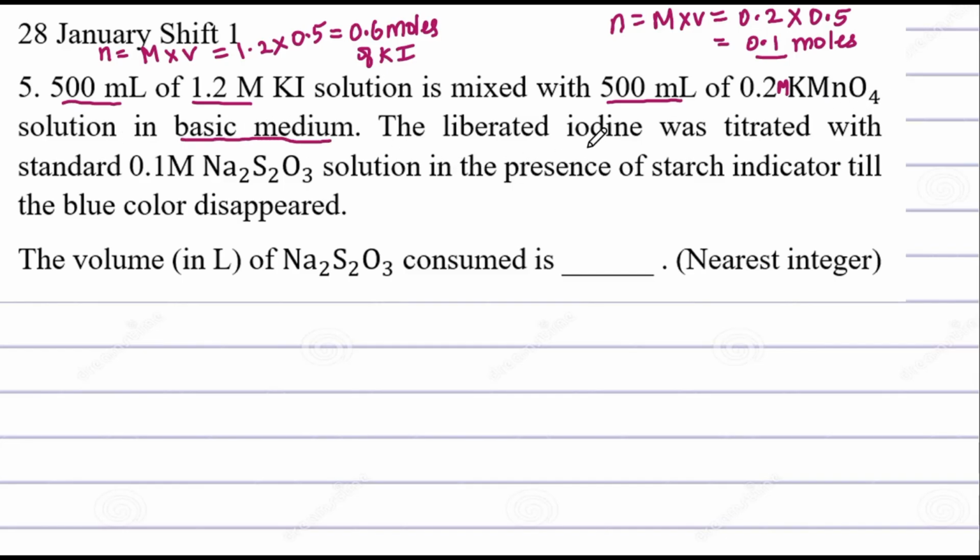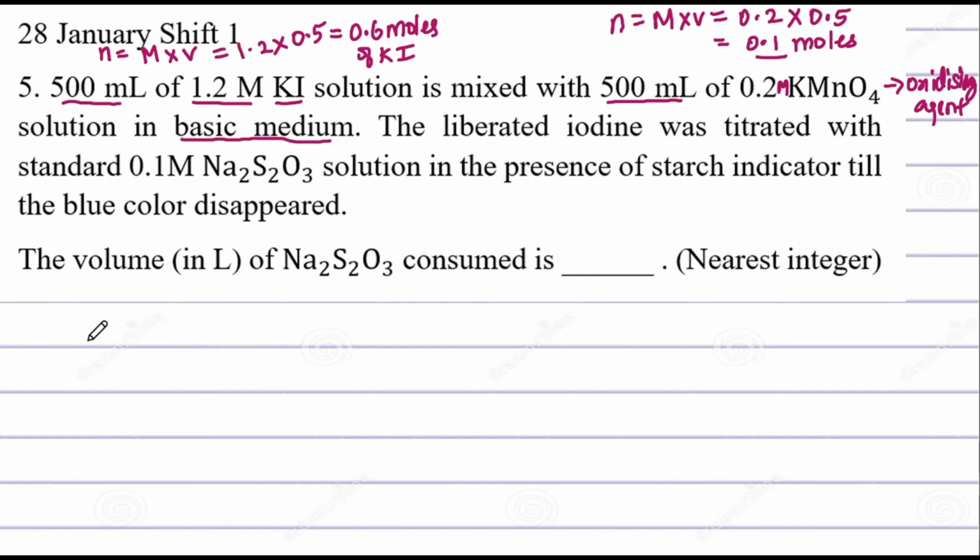So here what is happening? KMnO4 is a very good oxidizing agent. So that is going to oxidize this KI. So the iodide ion is oxidized to iodine and it is happening in the basic medium. The liberated iodine was titrated with the standard 0.1 M Na2S2O3 solution in the presence of starch indicator till the blue color disappeared. The volume of Na2S2O3 consumed is dash.